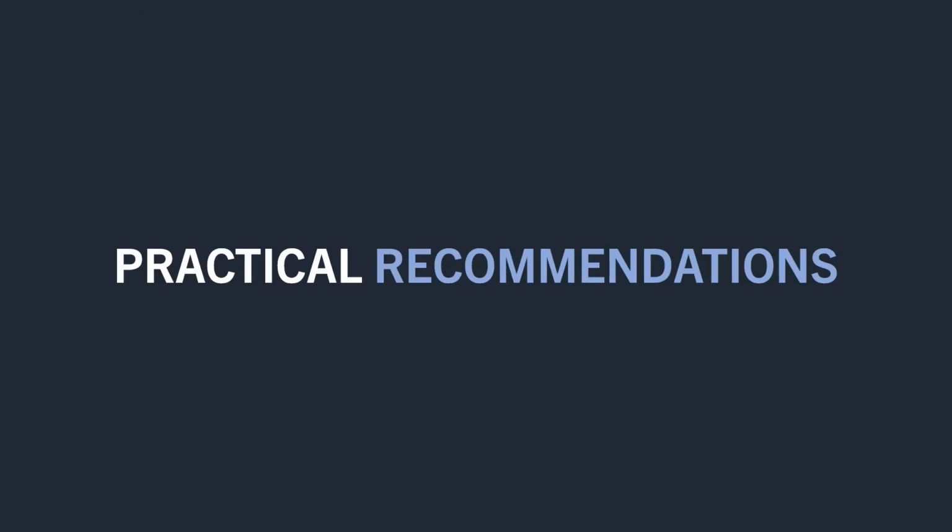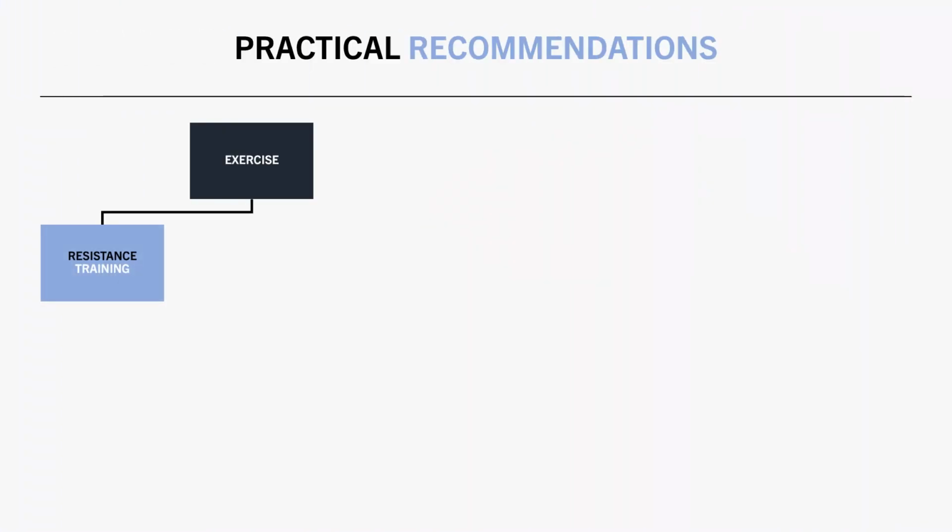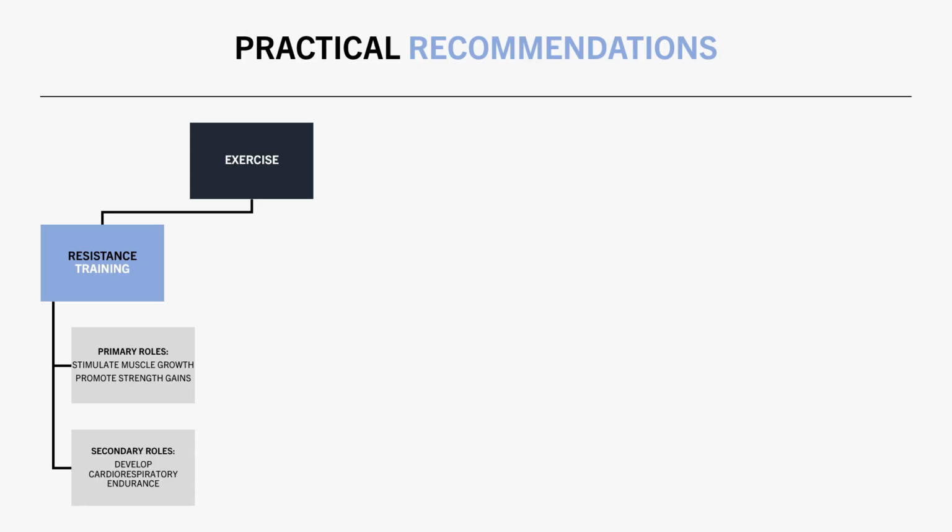Taking all this information, let's establish some practical recommendations. In terms of exercise, we have 3 categories. The first is resistance training. This has the role of stimulating muscle growth and providing strength adaptations. Without this stimulus, there is no trigger for the body to build muscle or get stronger, regardless of nutrition. Resistance training can also provide a decent cardiorespiratory stimulus in some cases, but not to the same extent as dedicated cardio.